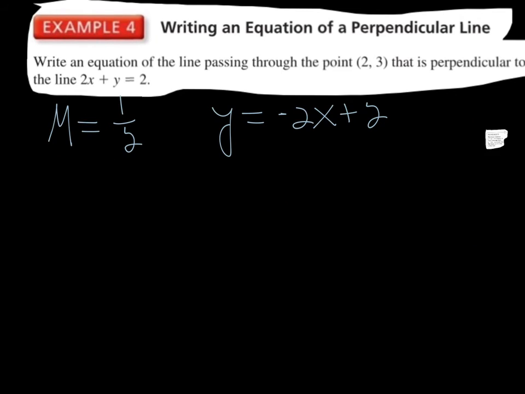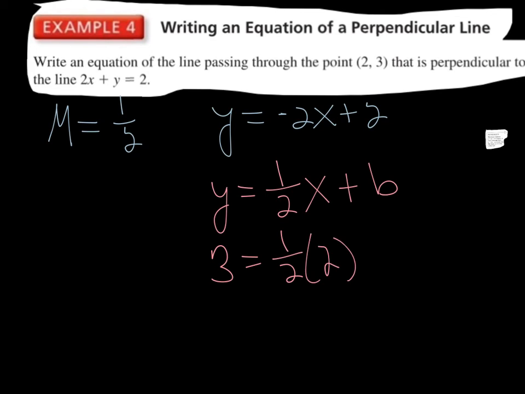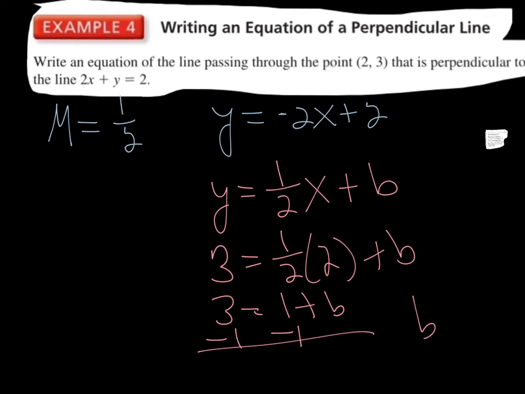So I'm going to use that information now. Since we put it in slope-intercept form, we have y equals negative 2x plus 2. Now we want to do the same thing with our new equation. So our new equation will be y equals 1/2 x plus b. Same process as before. I'm going to take my point and plug it back in. We know from up top our point was 2, 3. So our x value goes right here, our y value goes right here. Now all we have to do is solve it out, and we get 3 equals 1 plus b. We subtract, and we get b equals 2.